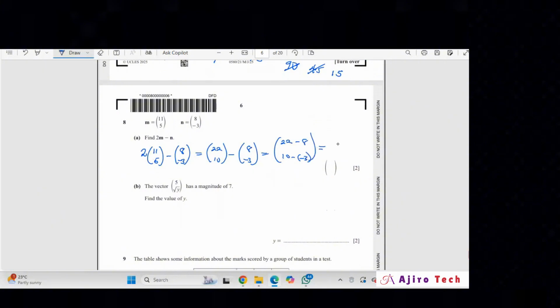So from here, we are going to have 22 minus 8. That will give us what? Who can answer that question? That will give us 14, right? Yeah, 14. So 10 minus minus 3: minus minus is positive, so that is 13 here. So what you are supposed to put here is what? (14, 13). Simple. You have done justice to that.